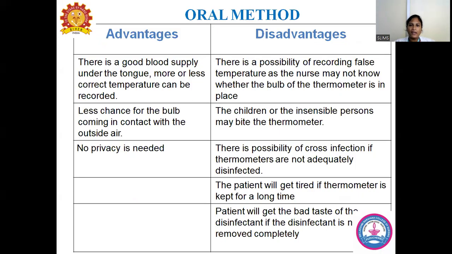So these are the advantages and disadvantages of the oral method. Advantages: there is a good blood supply under the tongue. That is why we place the thermometer under the tongue; with a good blood supply, a more or less correct temperature can be recorded, and there is less chance of the bulb coming in contact with the outside air, and no privacy is needed. Disadvantages: there is a possibility of recording a false temperature, as the nurse may not know whether the bulb of the thermometer is in place.